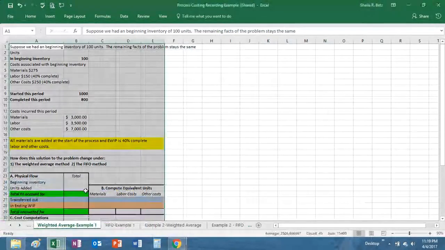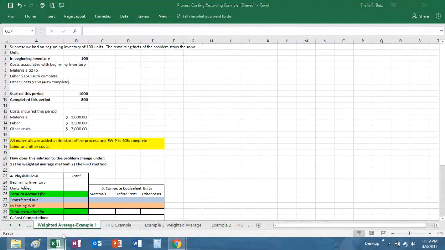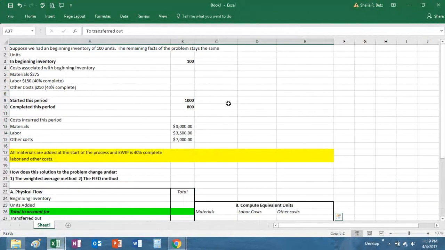Okay, so looking at the weighted average method, we're going to go through the steps with this problem, and we're going to use the same problem for FIFO as well. So with weighted average, the underlying concept is we don't worry about what portion was completed in a previous time period.